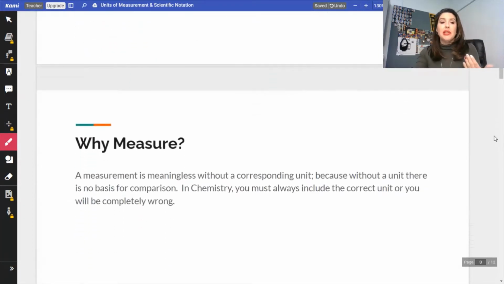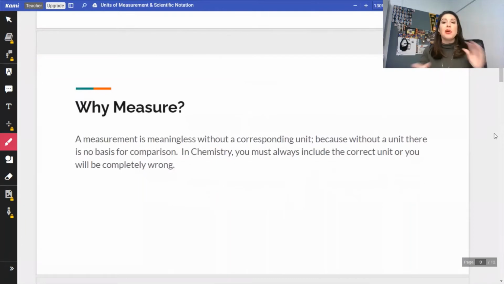So why do we measure? Again, a measurement without a corresponding unit is meaningless. I often say no naked numbers in chemistry, because if you were to put your answer, say it's 2.3, that answer is automatically wrong, because what are you talking about? 2.3 laptops, 2.3 feathers, 2.3 elephants? A number without a unit has no meaning. So you need to always include whatever unit it is that you're measuring. Let's say, for example, it's grams, or your answer will be wrong, even if you're numerically correct.